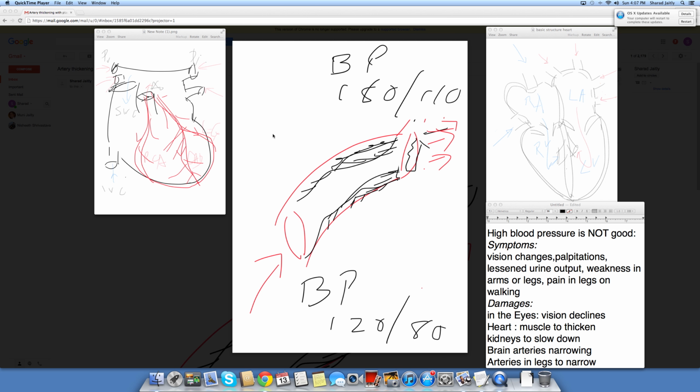In this study of the heart, we'll be talking about what is blood pressure, what the symptoms are, and what the damages are from having a high blood pressure. We know we carry a normal blood pressure called 120 over 80 through our arteries.